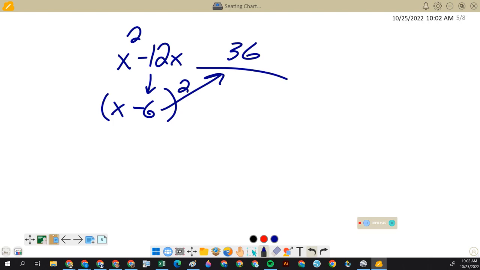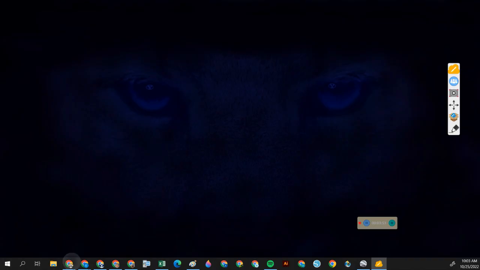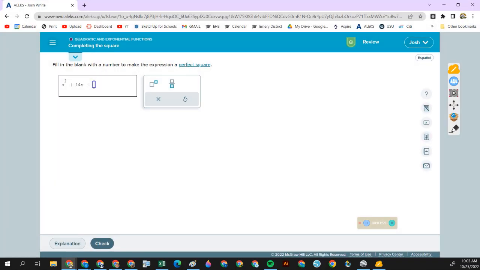And completing the square has several uses. The use that we're going to use today, maybe, is, so here, what number would complete the square? So 14 divided by 2 is 7, and 7 squared would be 49.